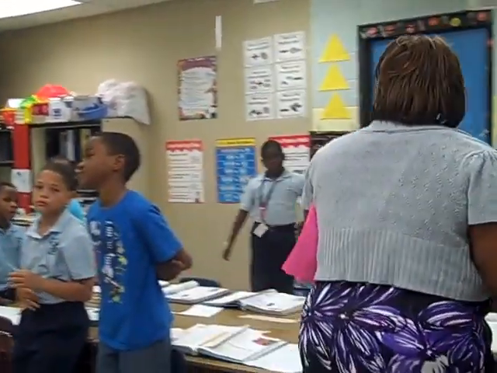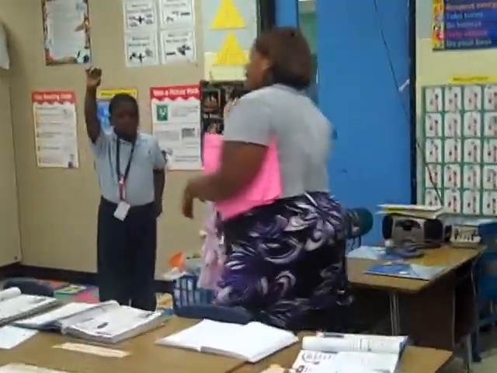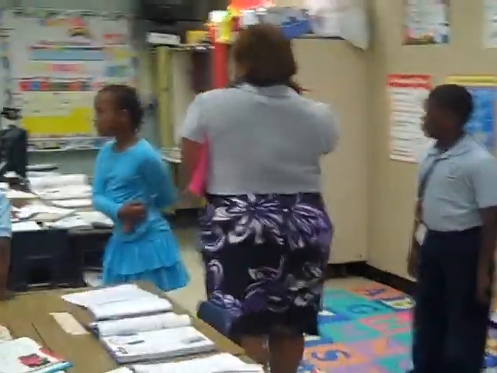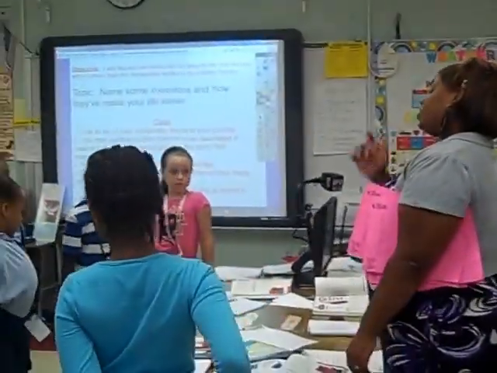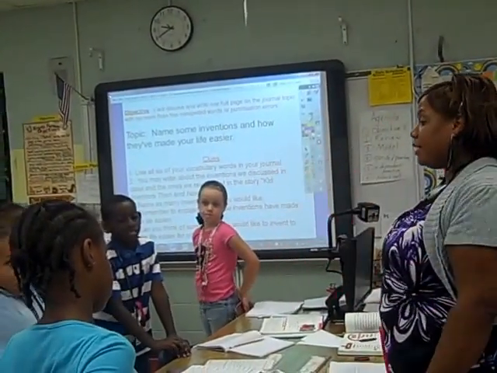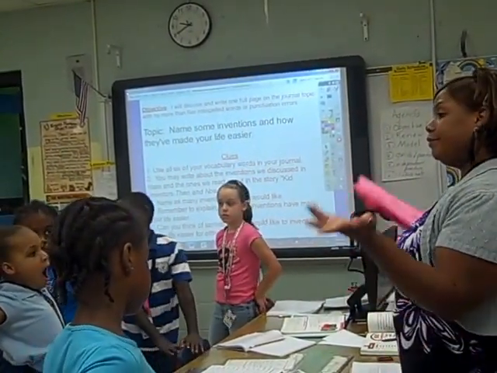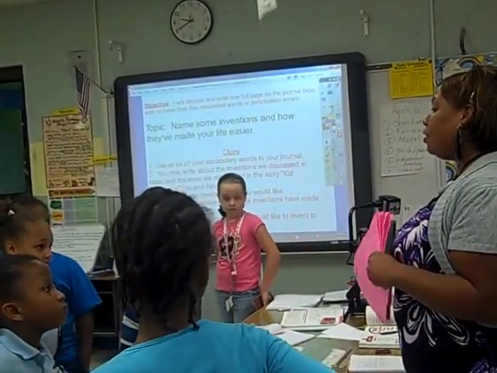Let's do one more group. Desmond, what was Caitlin's? She said she liked desks because you could put stuff in. She liked the invention of desks because without desks, where would all your books and all your papers and everything go? It helps you to organize all of your things. Good. Thank you, partner, for sharing.